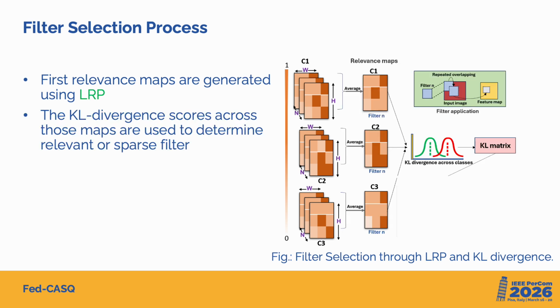Then we aggregate relevance maps per class, basically averaging across samples to get a stable class-level signal. Then we compute KL divergence across the class-wise relevance distributions. Higher divergence tells us the filter behaves very differently across classes, which is what we want when looking for filters that are specifically informative for a minority class.